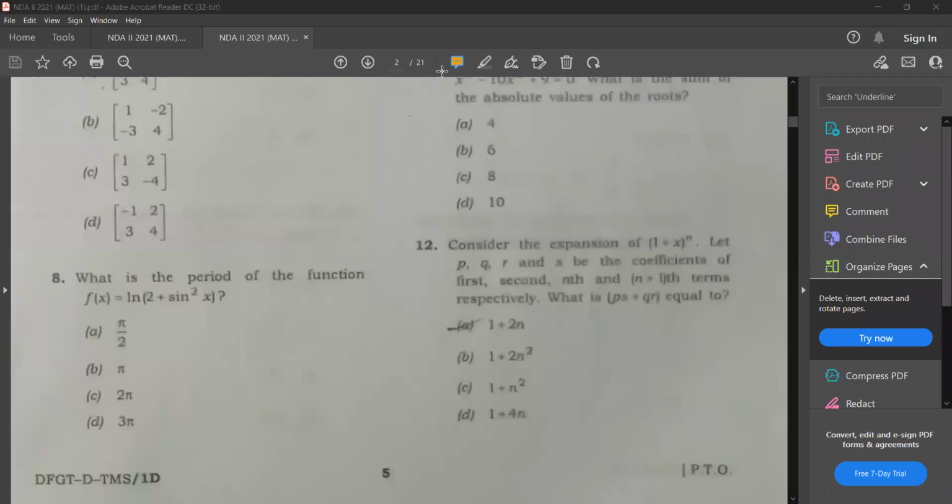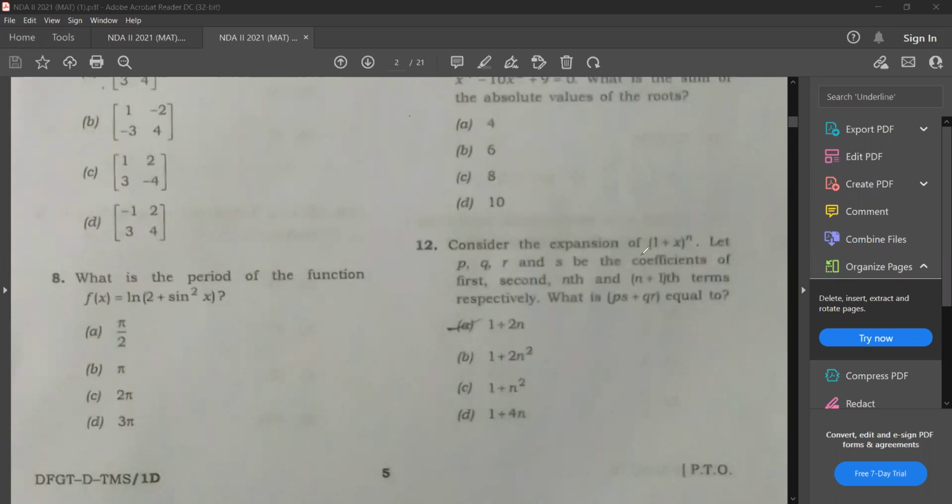The next question. Consider the expansion of (1 plus x) raised to n. Let p, q, r, and s be the coefficients of the first, second, nth, and (n plus 1)th terms respectively. What is ps plus qr?